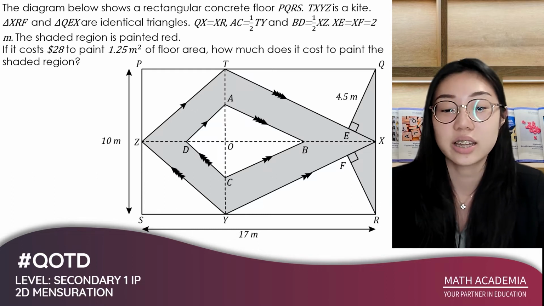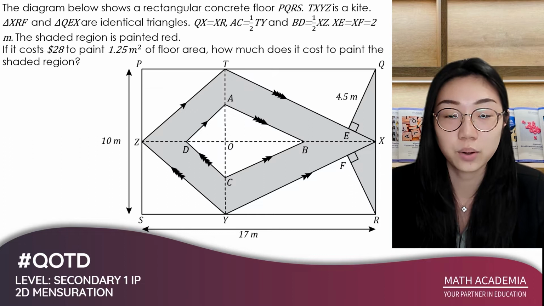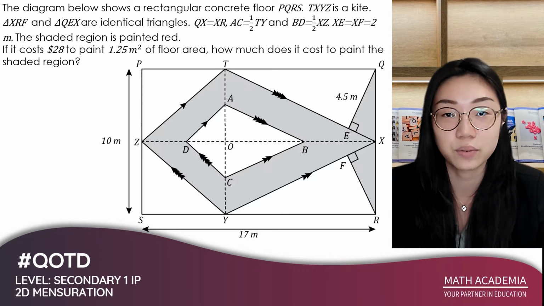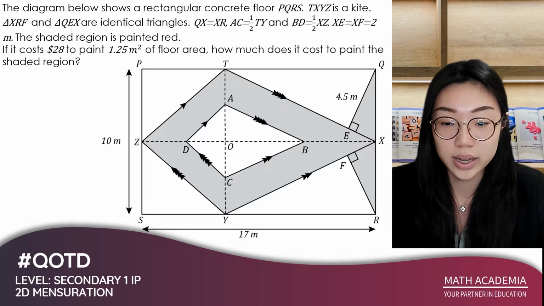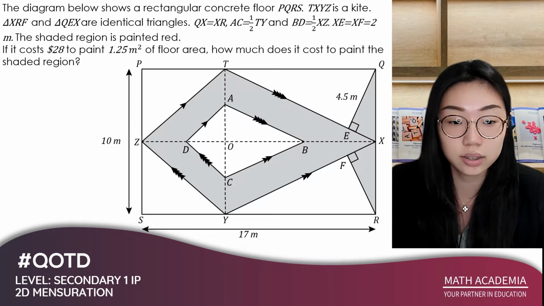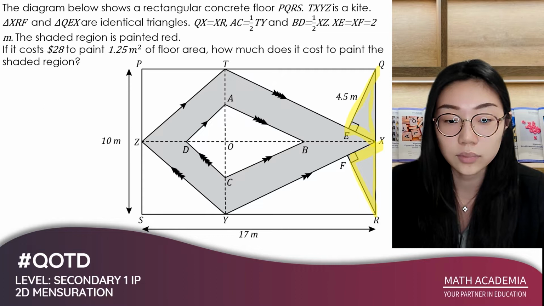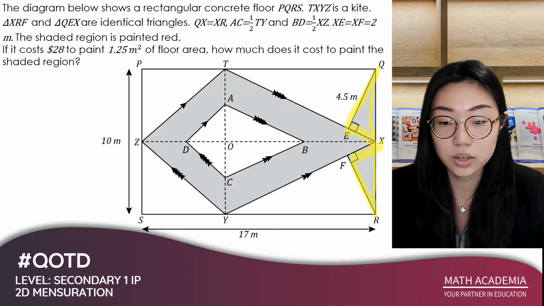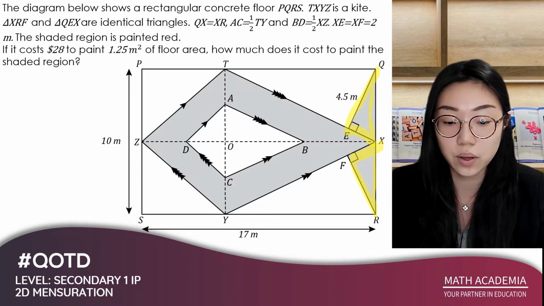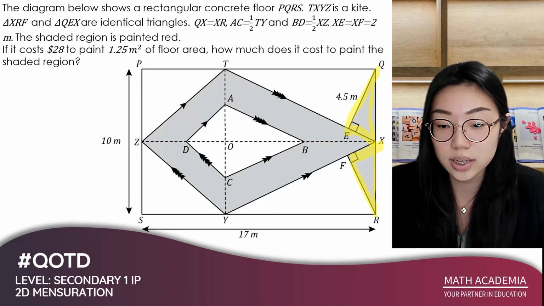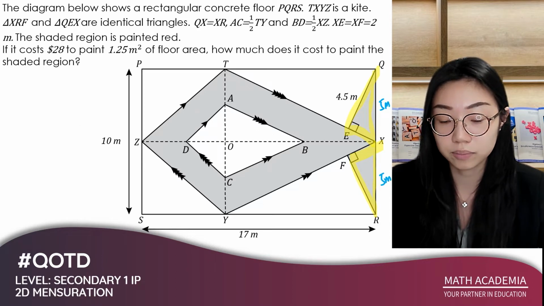The question states that the diagram shows a regular concrete floor PQRS. TXYZ is a kite and triangle XRF is identical to triangle QEX. The question also states that QX equals XR. So therefore, we can conclude that QX is 5 meters and XR is 5 meters.